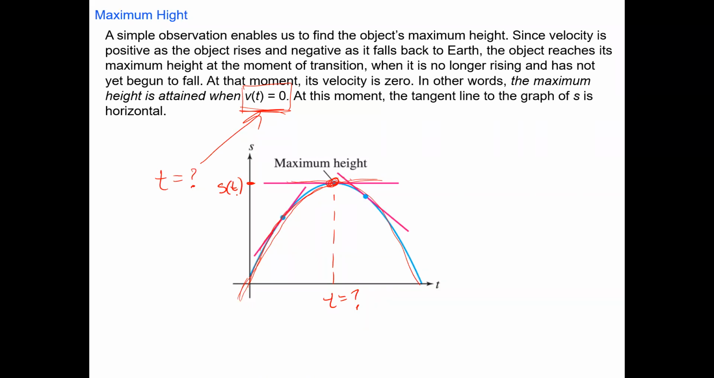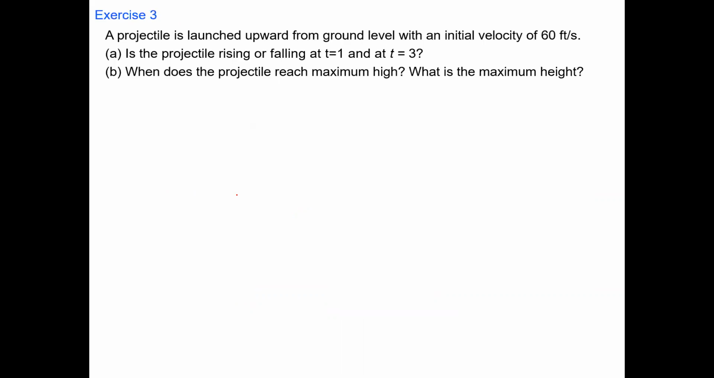Okay, we are good. Let's look at this question. A projectile is launched upwards from ground level with an initial velocity of 60 feet per second. Questions A and B. Is the projectile rising or falling at the time 1 second and then 3 seconds? When does the projectile reach maximum height? And what is the maximum height?